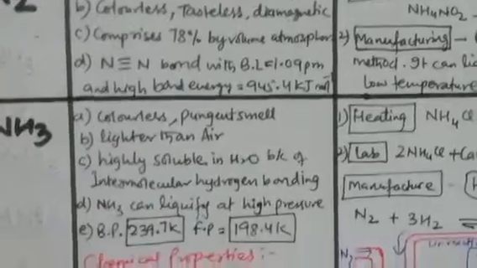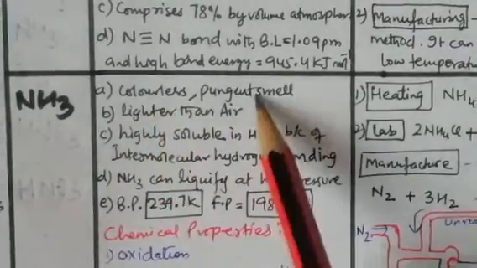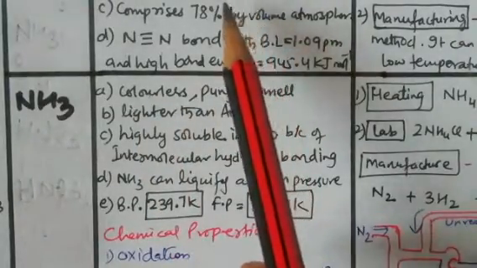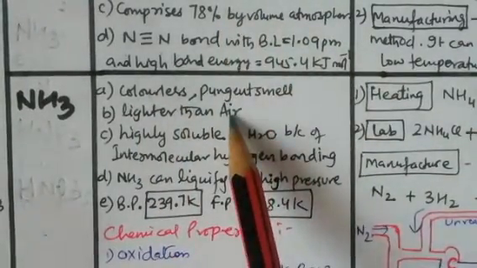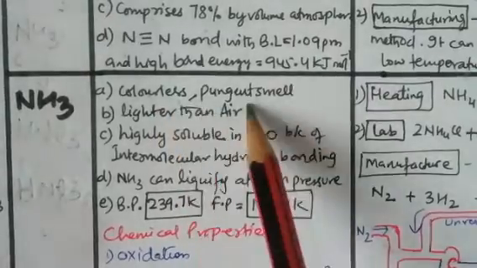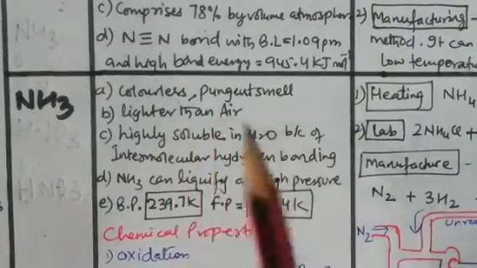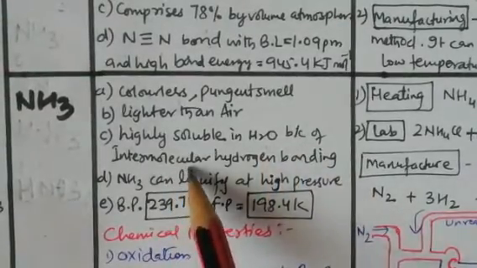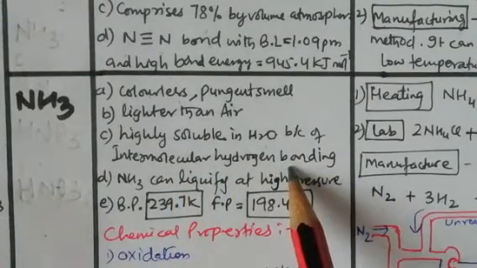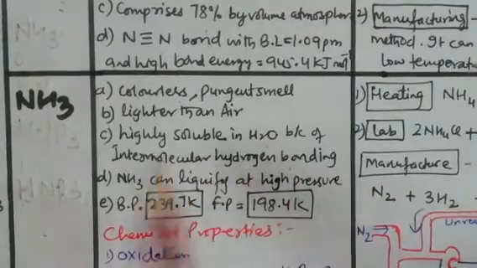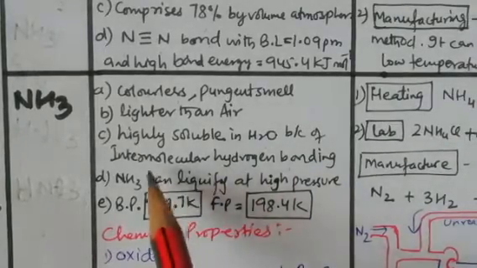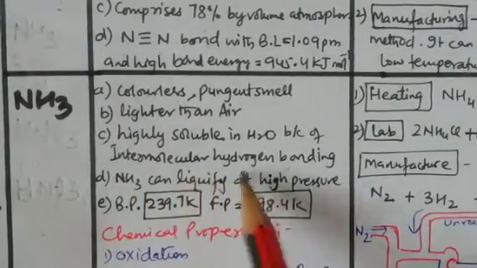Okay, so now the second, properties of NH3, which is again colorless, with a pungent smell. Both the molecules are colorless, but N2 is tasteless or odorless, whereas ammonia has a pungent smell. It is lighter than air. It is highly soluble in H2O because of intermolecular hydrogen bonding. So whenever a logical question comes, why ammonia is highly soluble, what is the reason? The reason is intermolecular hydrogen bonding.